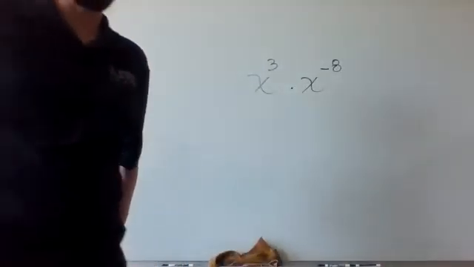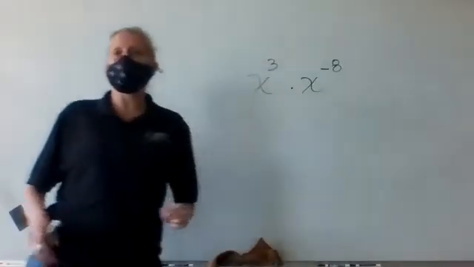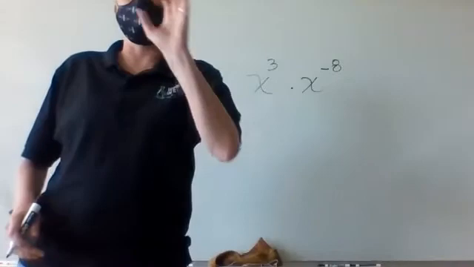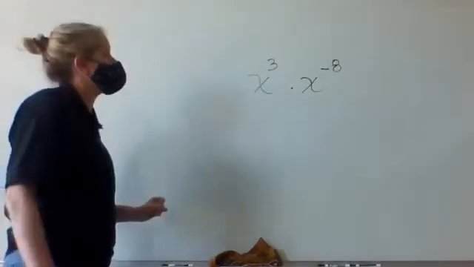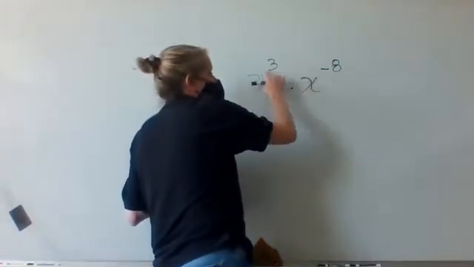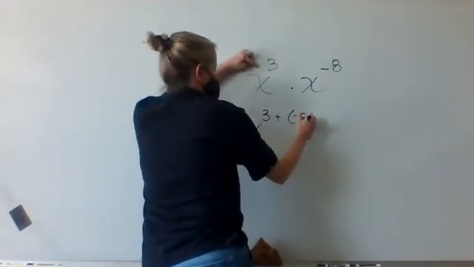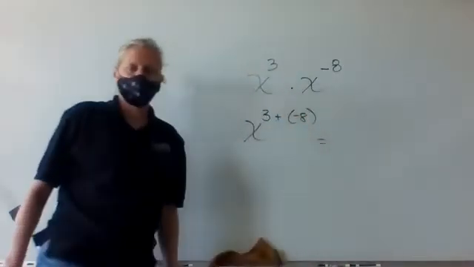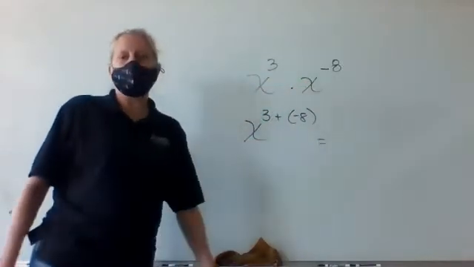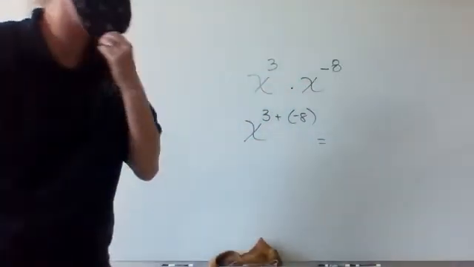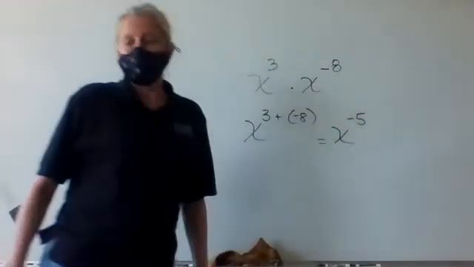There are a couple different ways you can think about this. First thing is, when you are multiplying the same bases, which I am, right? X times X, so the bases are the same. The shortcut or the exponent rule is you add their exponents together. So you do 3 plus -8. What do you get when you add 3 to -8? You would get x to the -5.